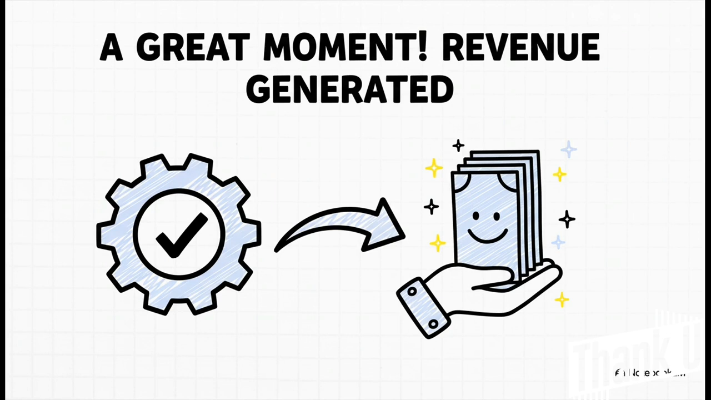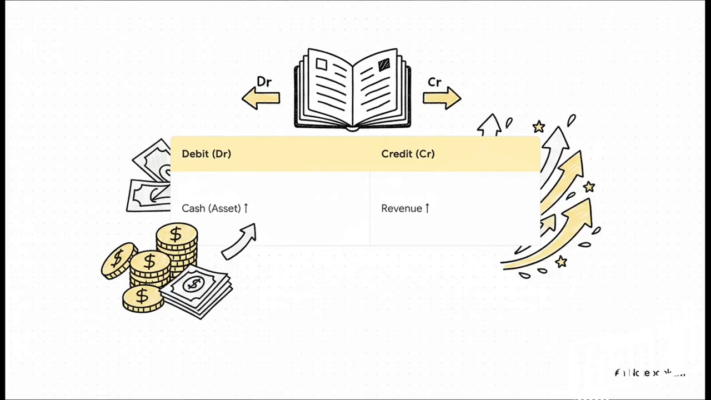Okay, let's do a happy one. You finished some work for a client and they pay you in cash. This is the lifeblood of any business, right? Getting paid. Pretty simple, huh? Your cash, which is an asset, goes up, so that's a debit. At the same time, your revenue has gone up, and we know from our table that revenue increases with a credit. So you debit cash, you credit revenue, and you're done.